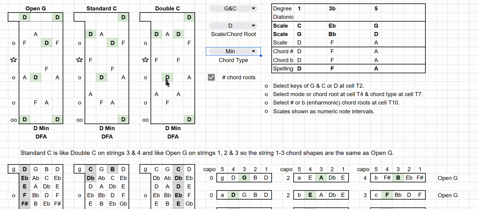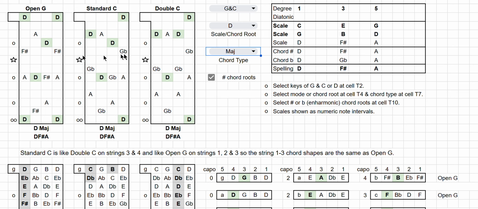So this lets you play up the neck conveniently, but the first position chords are not as complete as with open G or standard G tuning. In standard C, rather than a 3-string bar, we have a 2-string bar here for minor, and now in major, so it still resembles the first 3 strings of open G.